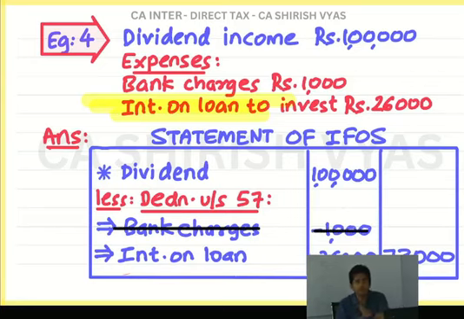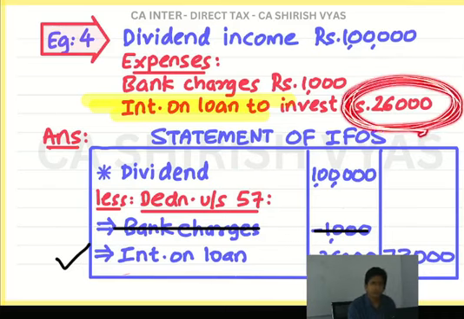See, not just bank charges. Nothing is allowed. Only one thing is allowed. Which thing? Interest on loan. So see, interest on loan I am putting a tick mark. Tick mark means that I will consider. And here also there is a limit. See how much interest I am paying?